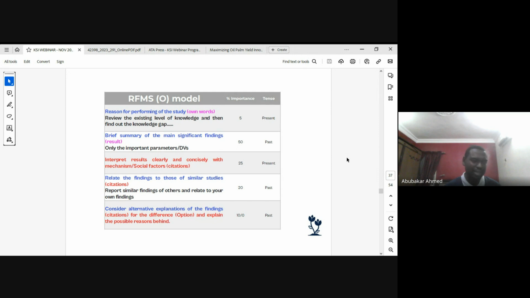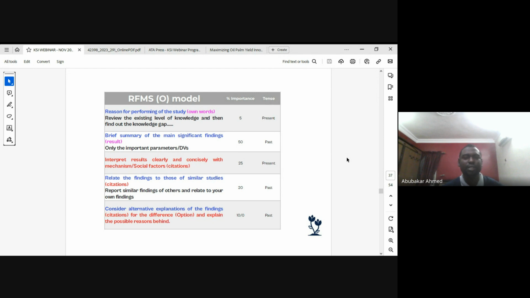First, you understand why to perform this study, because before you can answer this question, you need to do what? Review the existing literature, what has been done and what has not been done, what are the gaps. So what you understand will give you a reason for performing this particular study.